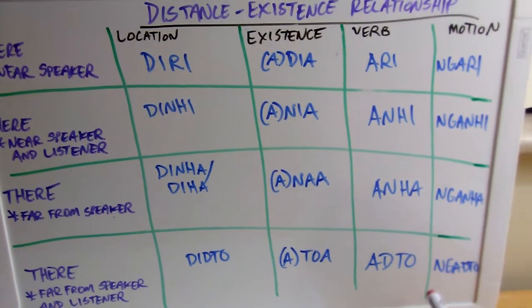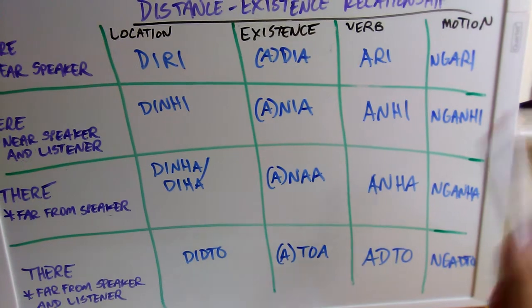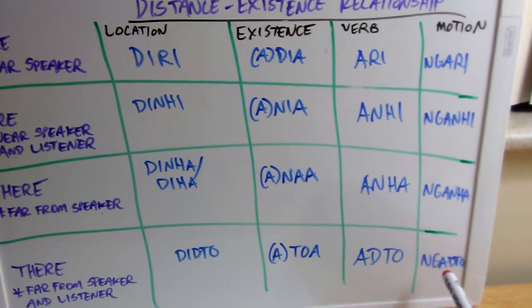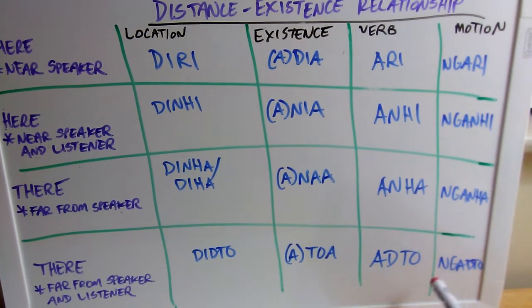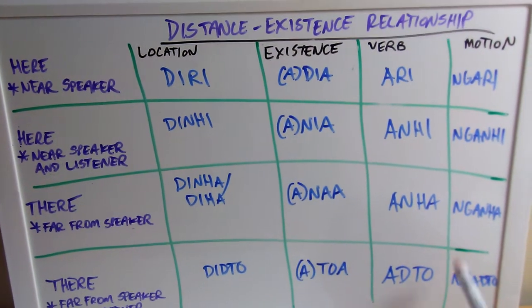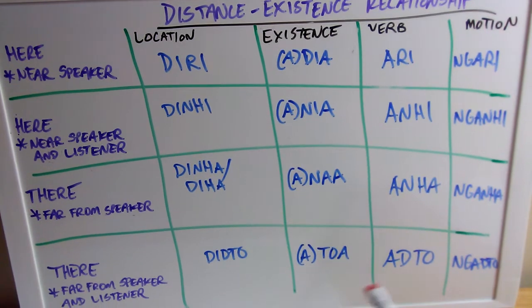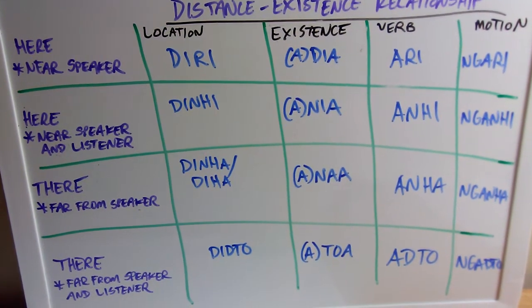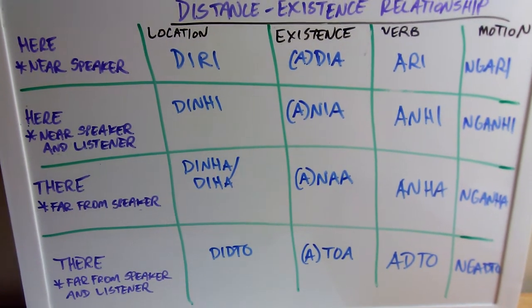And finally, the motion, again, like with the others, "nganhi," "nganha," "ngari," "ngadto," I guess it does exist there, but I'm not exposed to this, so that's why I feel like this motion column is slowly disappearing. But again, it's just my experience as I'm not exposed to it.